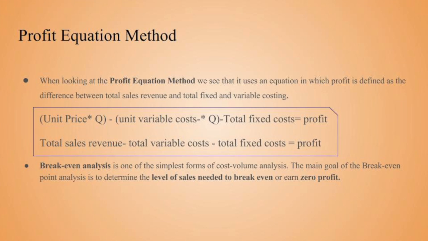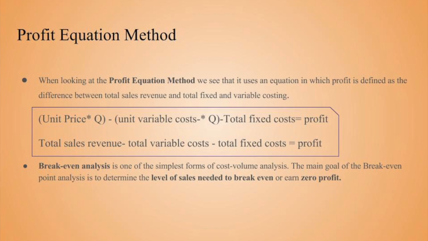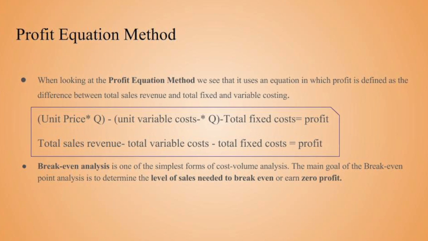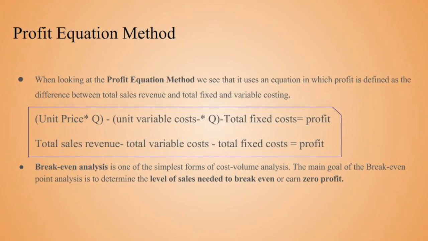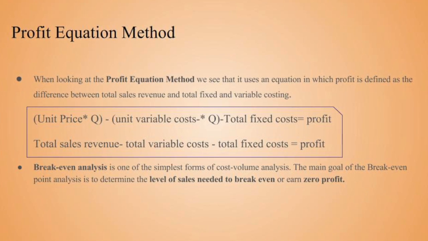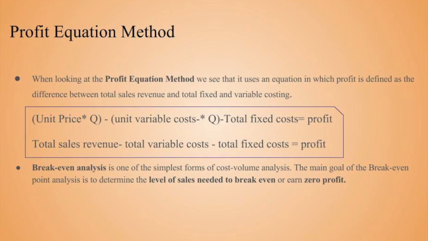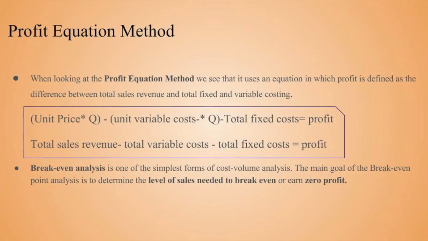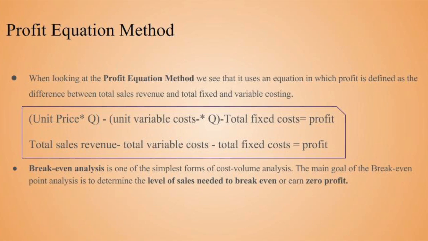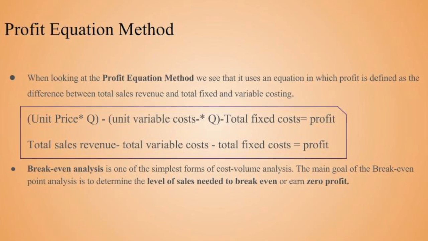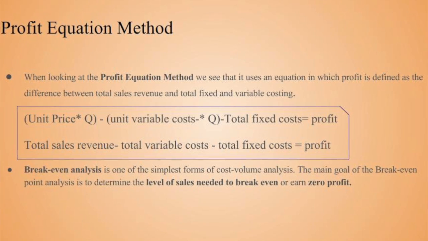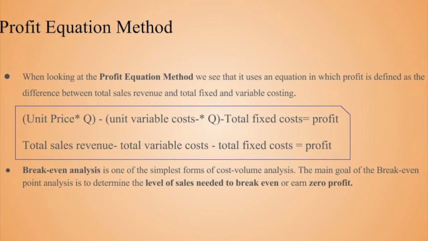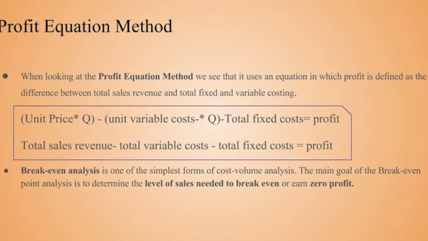When using the profit equation method, profit is defined as the difference between the total sales revenue, total fixed, and total variable costs. In discussing this method, we notice that total sales revenue and variable costs are a function of the number of units sold, while the total fixed costs are independent of the number of units sold. CVP analysis allows any single factor in the equation to vary while holding the rest of the equation constant.